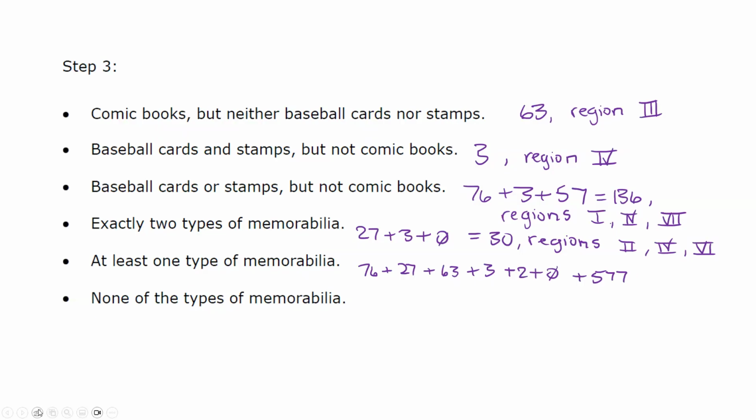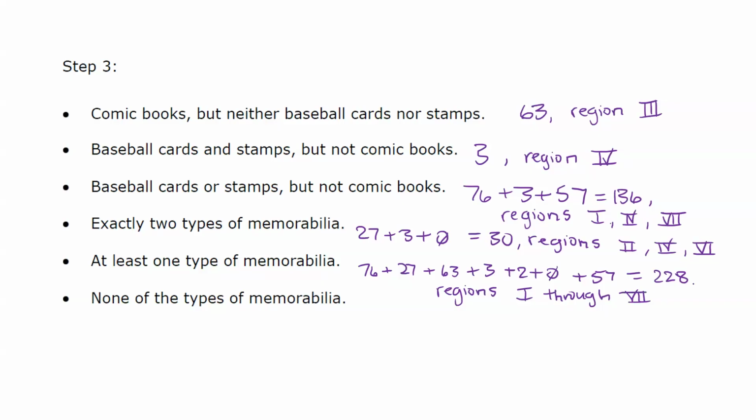Not 577. 57, which will equal 228, which is regions 1 through 7.